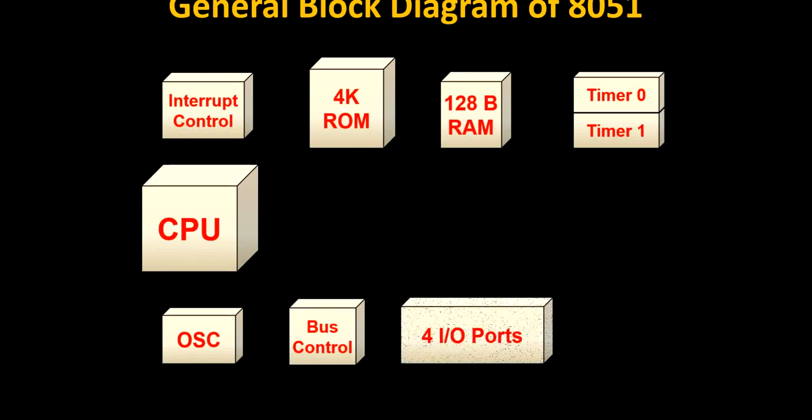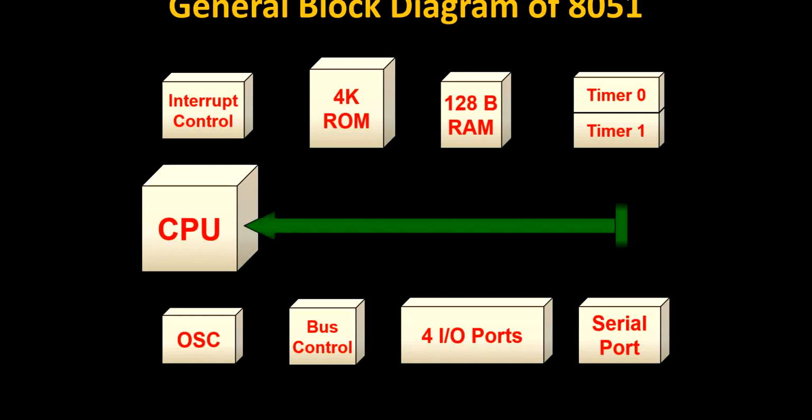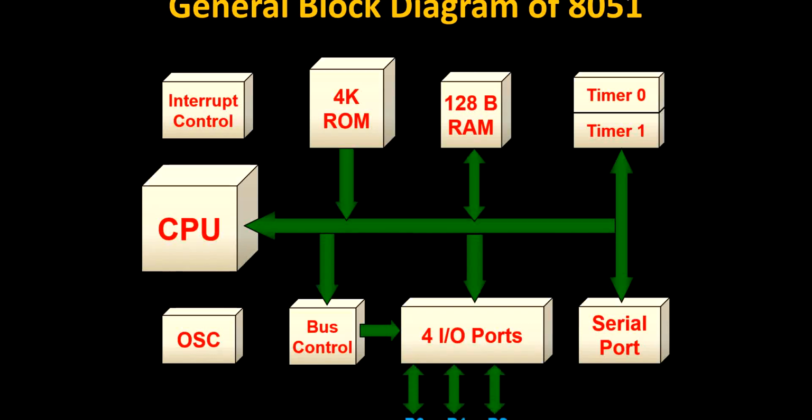See 8051, these are the blocks we have. We have the CPU, the oscillator, the interrupt controller, the internal RAM, ROM, timers, serial ports, 4 IO ports, and bus control. The CPU communicates with all the modules like the internal memory locations, timers, serial ports, as well as the interrupts. We'll see each one by one.